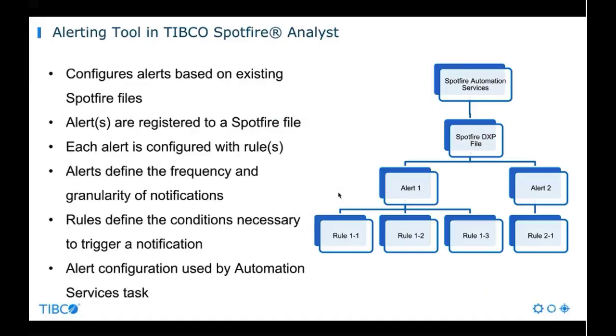So we've developed a tool inside Spotfire that allows you to set up any number of alerts against an existing Spotfire file. And those alerts are registered to that Spotfire file, and each alert is configured with rules that define the frequency and the granularity of notifications. And they define the conditions necessary to trigger the notification. And once that configuration is set up, then it's used by an automation services task that we have also delivered for this particular piece of functionality.